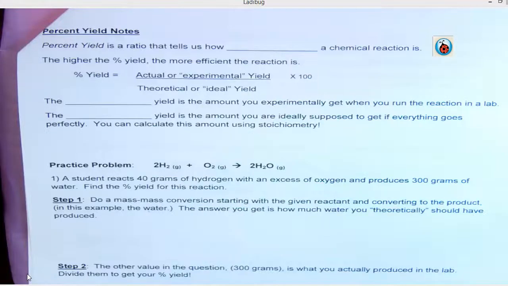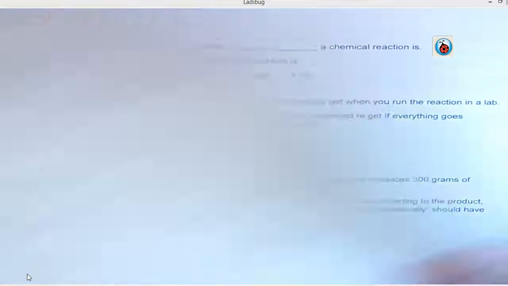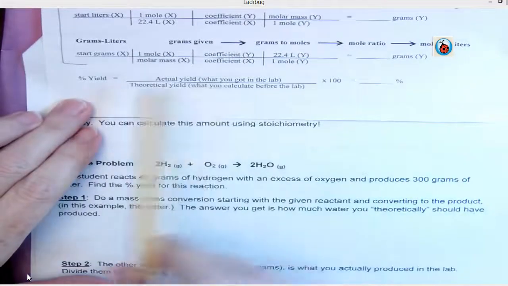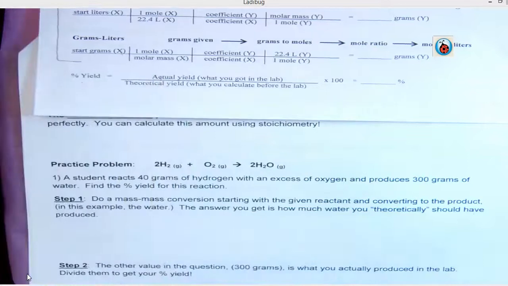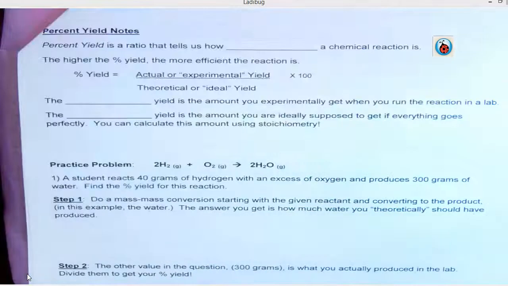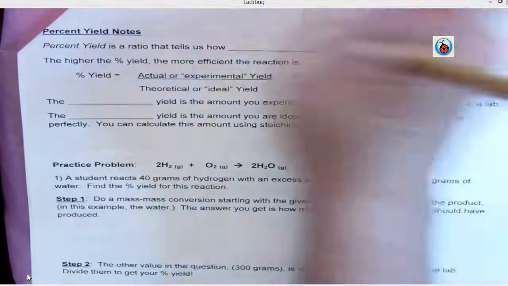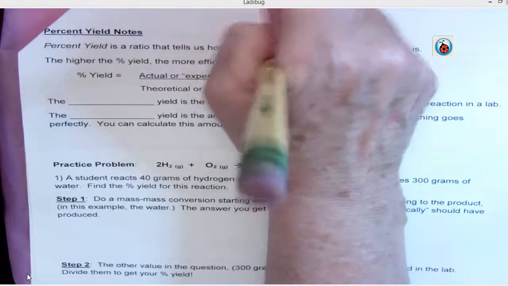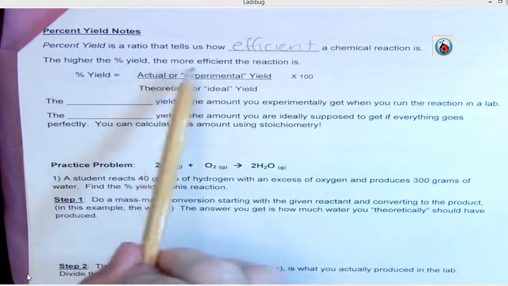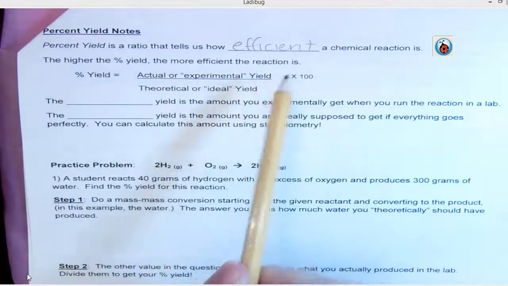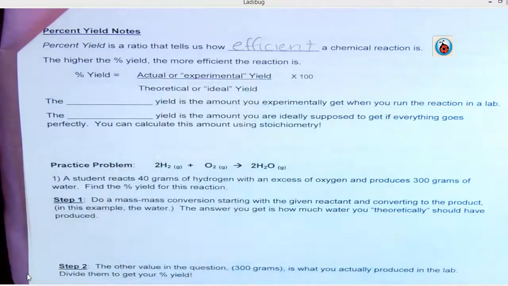Okay, let's look at our percent yield notes. Percent yield is at the bottom of our stoichiometry cheat sheet. So percent yield, it's our actual yield over our theoretical yield. We'll go over that in a minute. Really, the percent yield is a ratio that tells you how efficient a chemical reaction is. So the higher the percent yield, the more efficient the reaction is, the better you perform the reaction, okay?